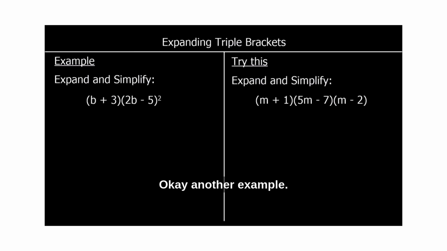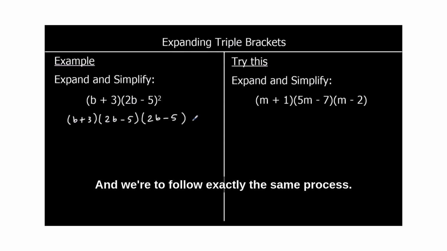Okay, another example. This time we've got a coefficient of b in this case, and we've got a squared. One of the brackets is squared. So we've got b plus 3 times 2b minus 5 squared. So when a bracket is squared, that means it's multiplied by itself. So we can rewrite this as b plus 3 times 2b minus 5 times 2b minus 5.